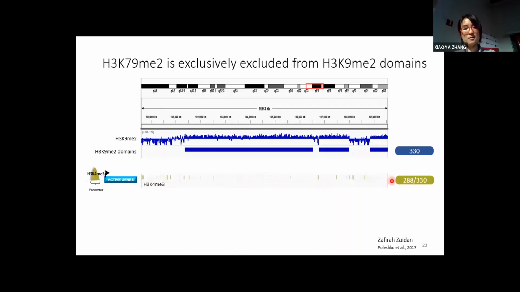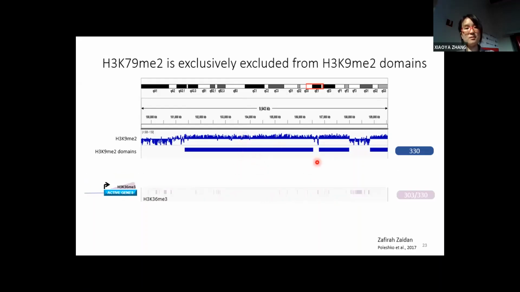We also found that most of the canonical H3K27me3 domains can also contain the active histone modification K4 trimethylation, so it's not excluded from this domain. And K36 trimethylation, which is also found on the gene body of active genes, also overlaps with these domains.